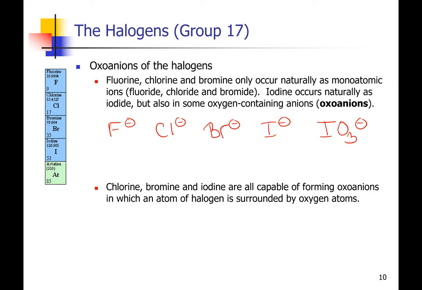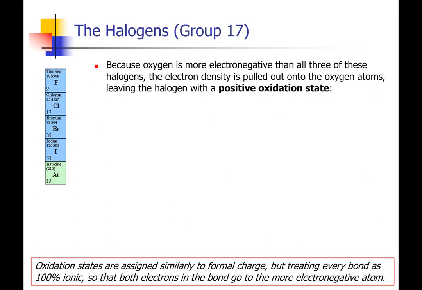Now, it turns out that iodine is not the only halogen that can form oxoanions. All of the halogens can form oxoanions, and the three larger halogens, chlorine, bromine, and iodine, can form a variety of different oxoanions, whereas, as we'll see shortly, fluorine can only make one. So when you have an oxoanion of a halogen, that tends to put a strong positive oxidation state on the halogen atom. Now, what is an oxidation state?